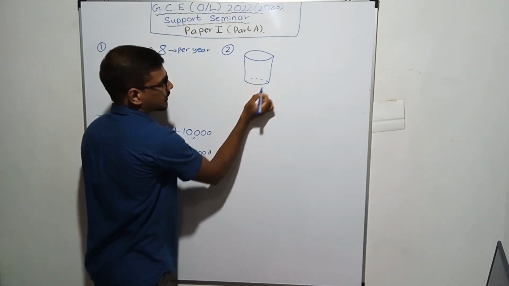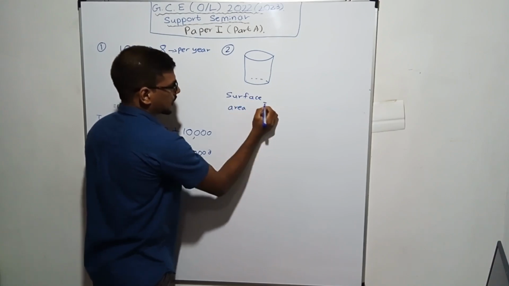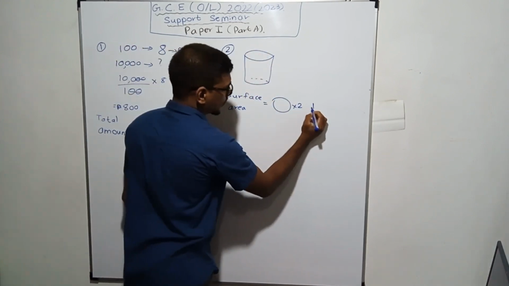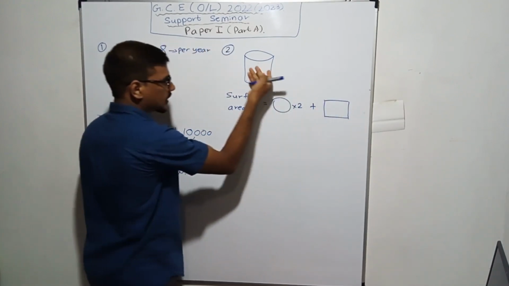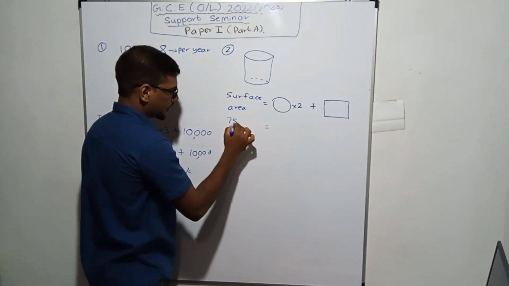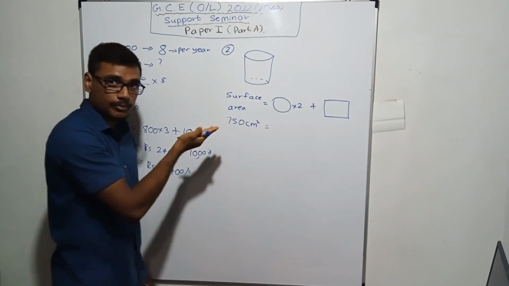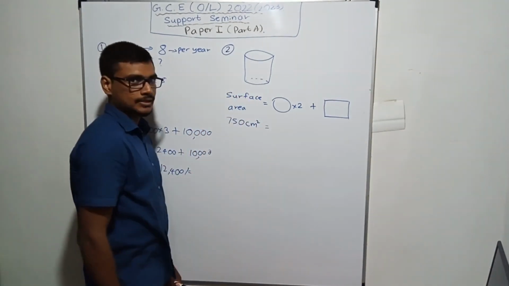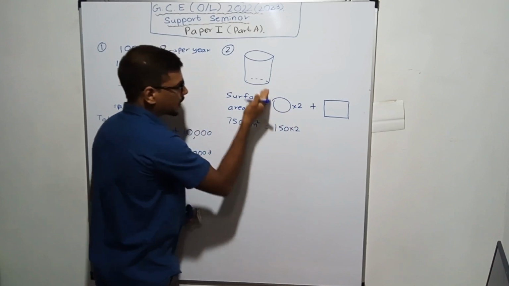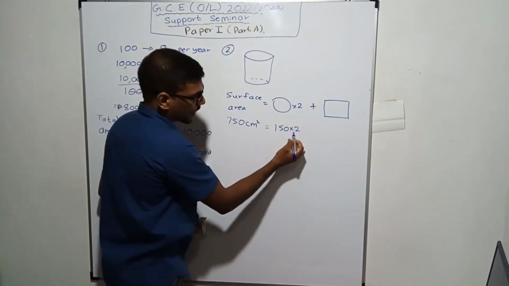So what is the surface area of a cylinder? When you take a cylinder, it has two circles, top and bottom, the areas of two circles, and the rectangular part, which is the curved surface. So they have given the surface area, 750 centimeters square. And they have given us the area of the bottom part, 150. It means the bottom part is a circle, so there are two such circles. You have to multiply by 2. The bottom circle is 150 and the top one will also be 150, so I multiply by 2.